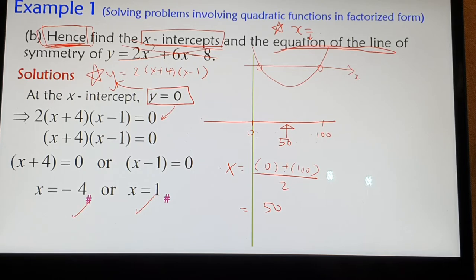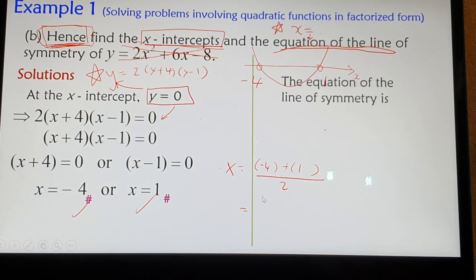Okay, so in this particular example, it's not 0 and 100. It is these two values, minus 4 and 1. You add them together, then you divide by 2. Okay, so that will give you the answer. Let me show you the answer. Like that.